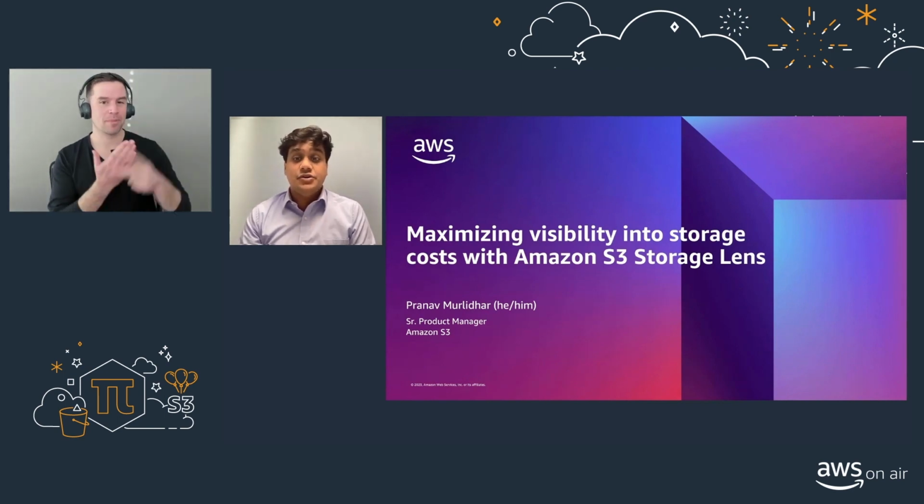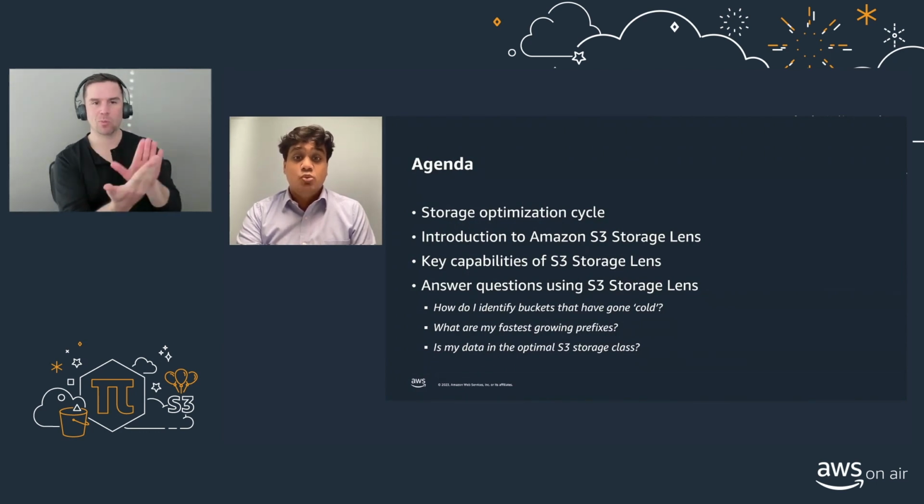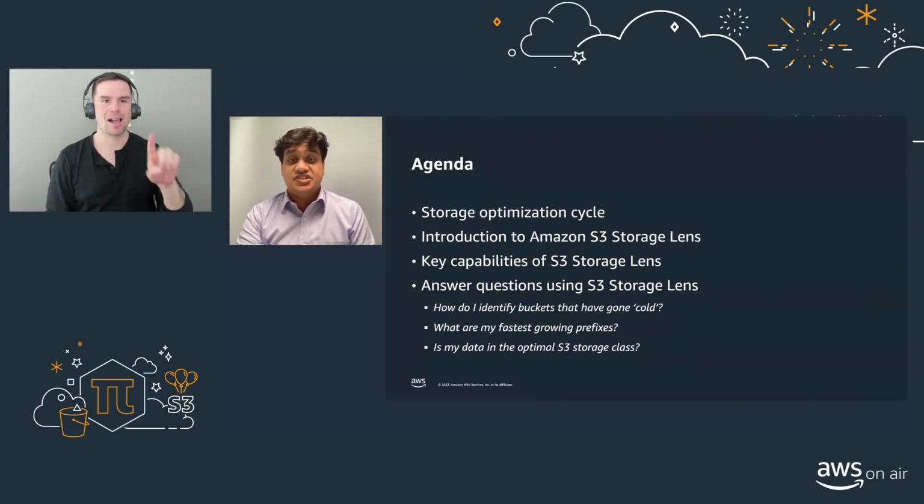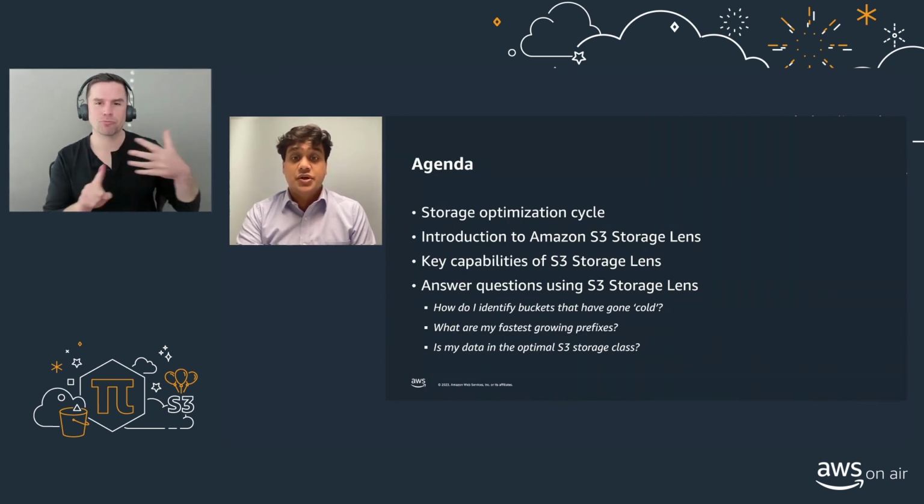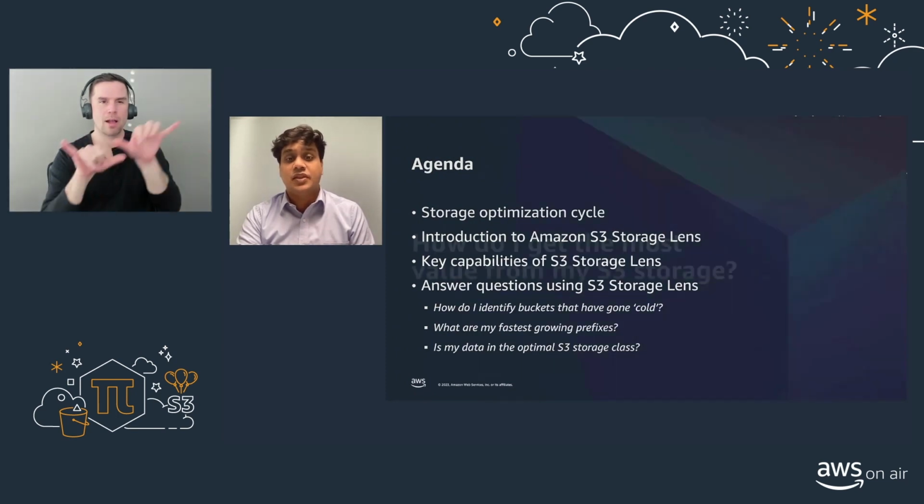Today, I'm going to highlight how you can maximize visibility into your storage costs with Amazon S3 Storage Lens. In particular, we will start by introducing the storage optimization cycle, a recommended approach to creating an optimization process. We will then learn more about Amazon S3 Storage Lens, followed by a deeper dive into its key capabilities that will maximize visibility into your storage. Finally, we will conclude by walking through how Storage Lens visualizations can be used to answer some of the common questions related to cost optimization.